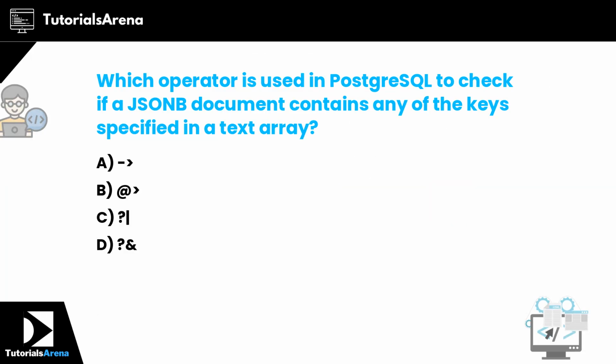Which operator is used in PostgreSQL to check if a JSON document contains any of the keys specified in a text array? The correct answer is option C.